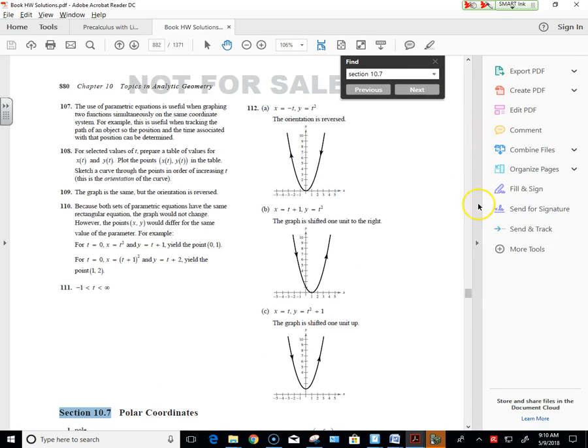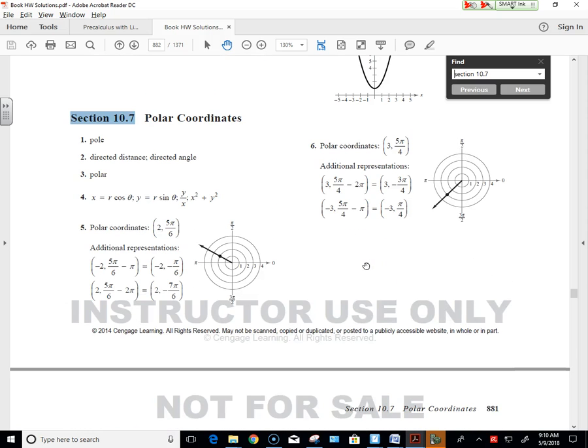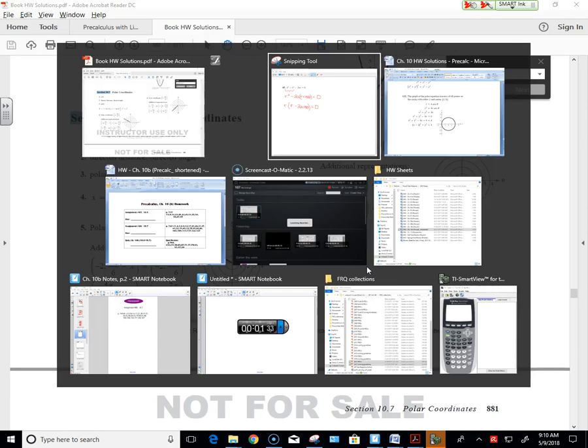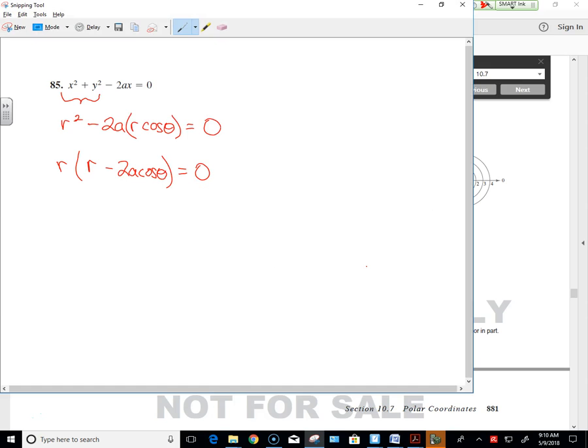So they did go ahead and keep going. I had this up just in case we need it later. But what I meant by keep going is normally when we have an equation equal to 0, don't we set everybody equal to 0? So we have to set that equal to 0 and that equal to 0. So we have r equals 0 or r minus 2a cosine theta equals 0. How do we get r by itself? And that's exactly what AJ just read.